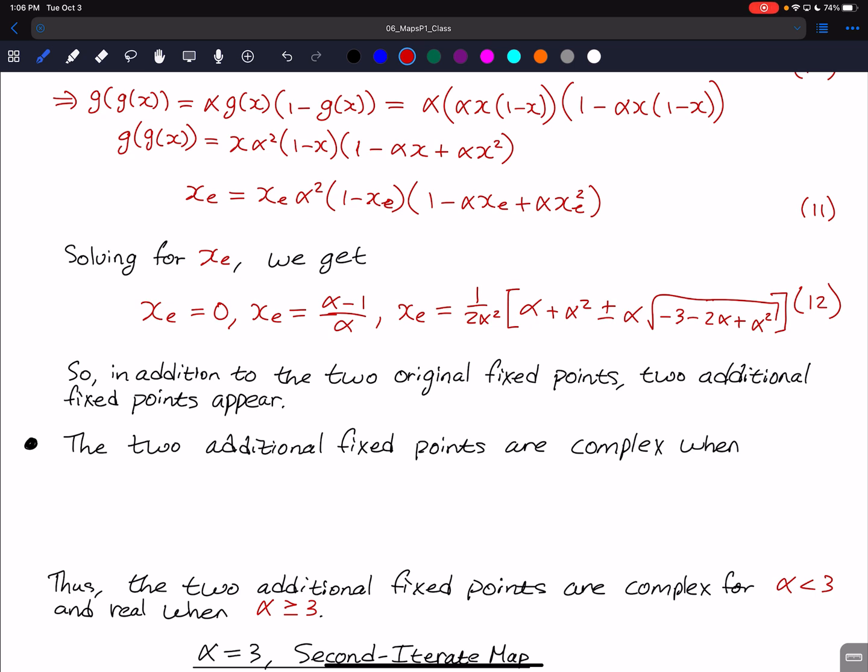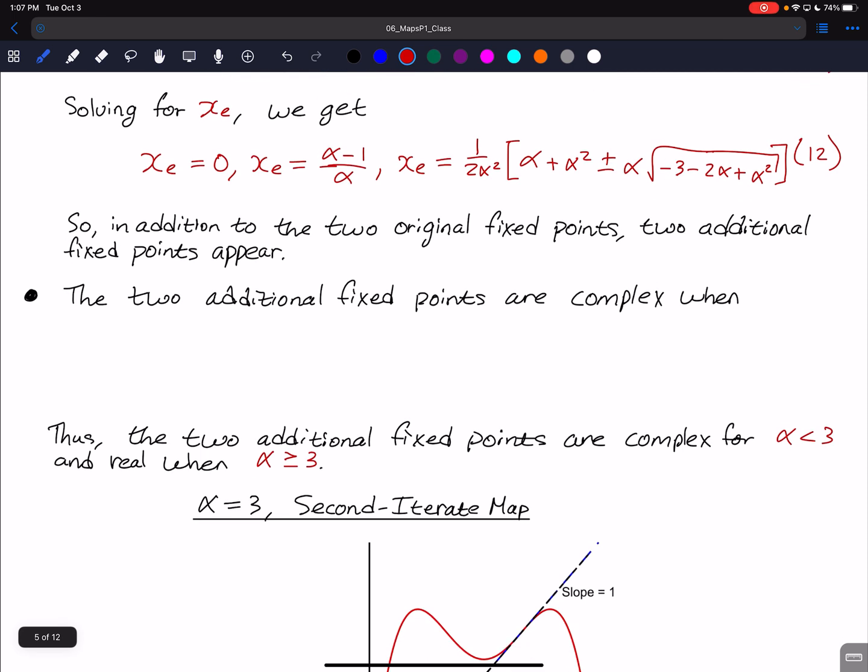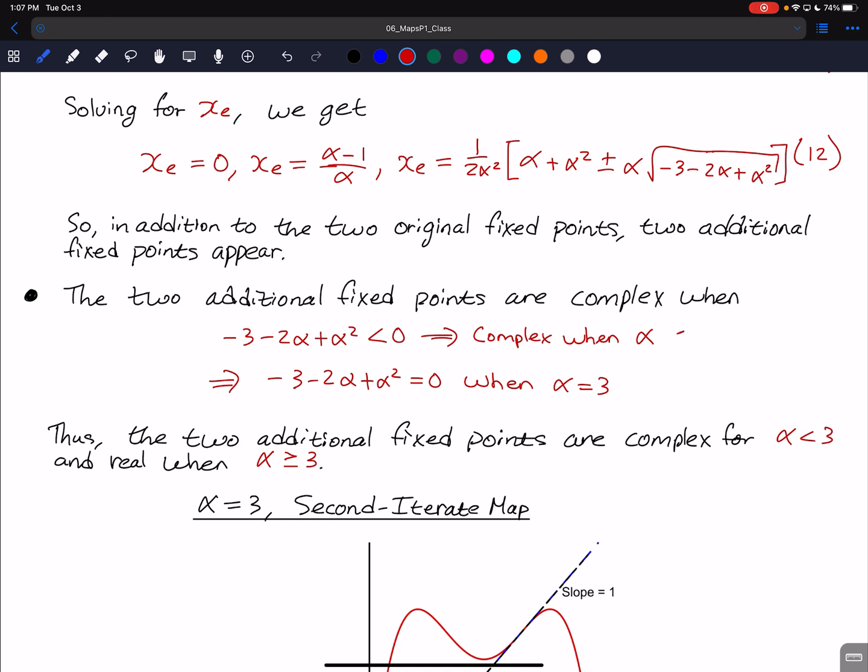Okay, so the two fixed points are complex whenever the quantity inside the square root is less than 0. So minus 3 minus 2 alpha plus alpha squared needs to be less than 0. And you can show then that minus 3 minus 2 alpha plus alpha squared is equal to 0 when alpha is equal to 3. Such that this is complex when alpha is less than 3, and then it's real when alpha is equal to or greater than 3.